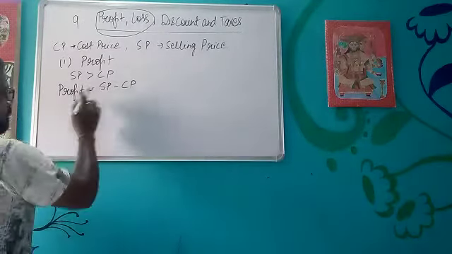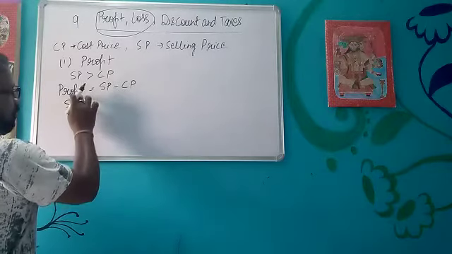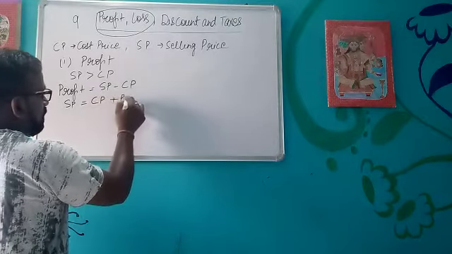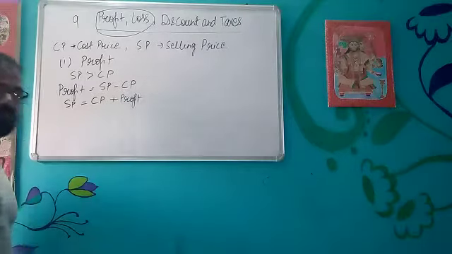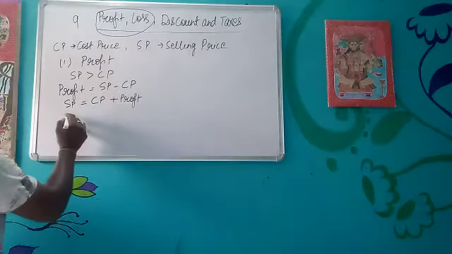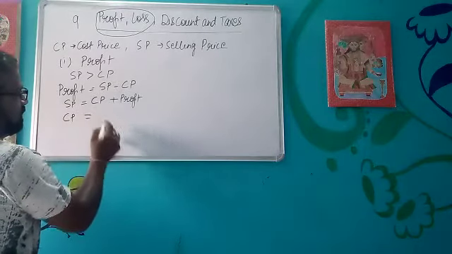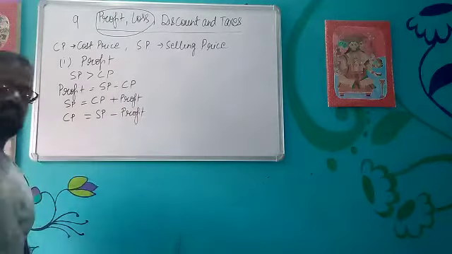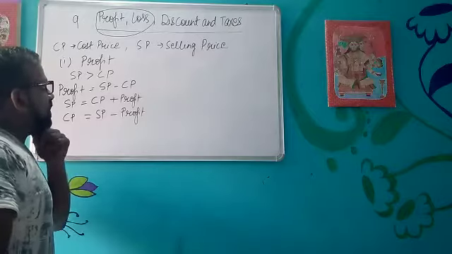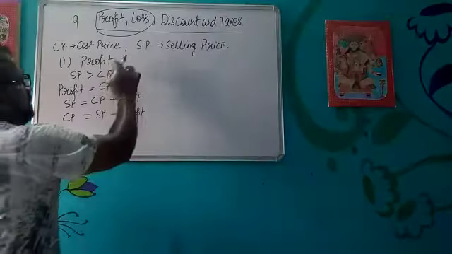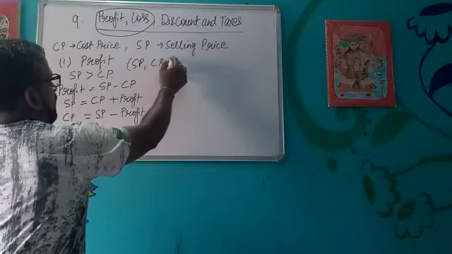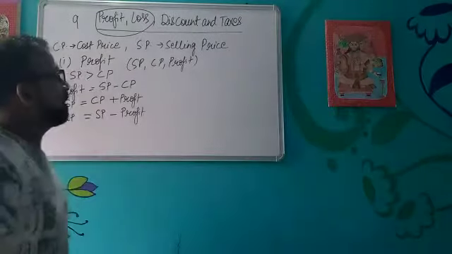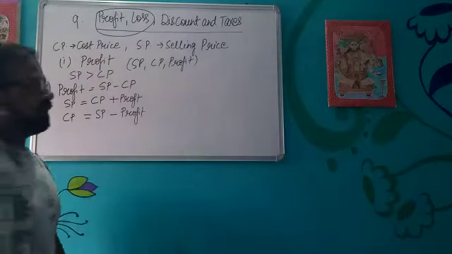Now if you want to calculate SP when profit and CP are given, you will simply add profit to the CP. Or if you wish to calculate CP when SP and profit are given, you can subtract profit from the SP. So these are the three things that you can calculate in terms of rupees: SP, CP and profit. Among these three variables, at least two will be there for you to calculate the next unknown thing.